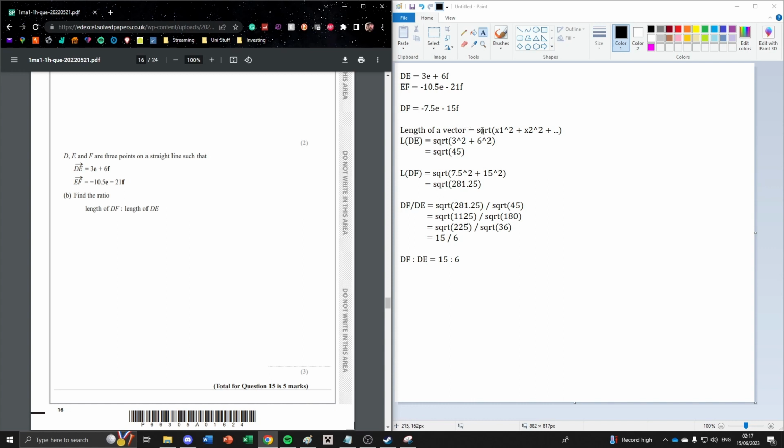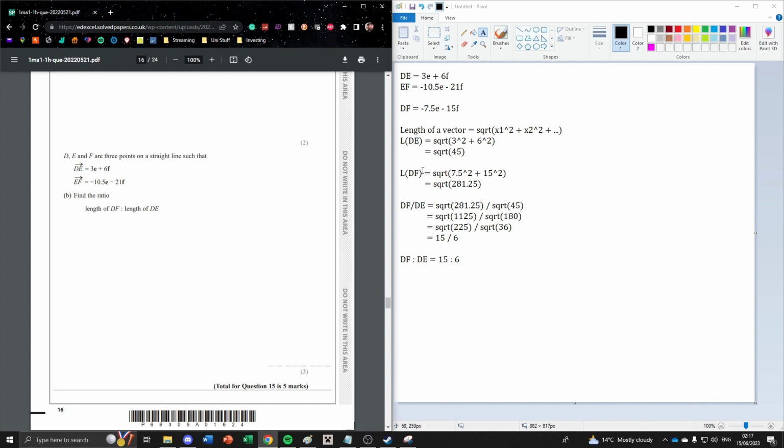The length of a vector is simply the square root of the sum of the squares of all of its components. Now that might sound a bit complex, but effectively in this case, it means we need to do the square of the length in e and the square of the length in f. In a lot of other vectors, this would be the square of the length in x plus the square of the length in y, but obviously this can change depending on what coordinate system you're using. So from this we can see the length of DE is the square root of 3 squared plus 6 squared. And so that's equal to the square root of 9 plus 36, so square root of 45.